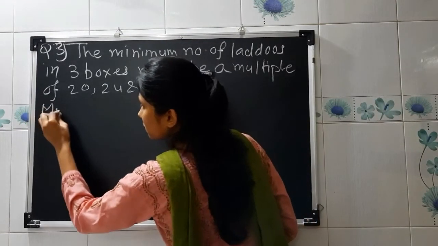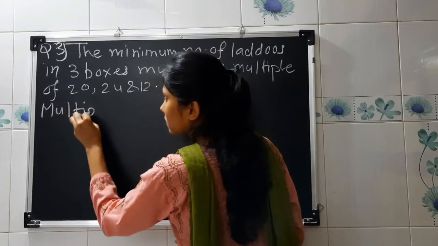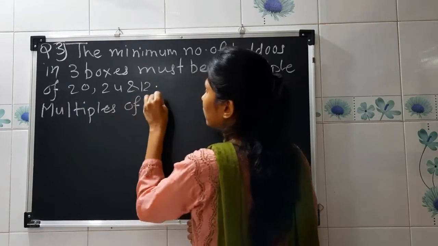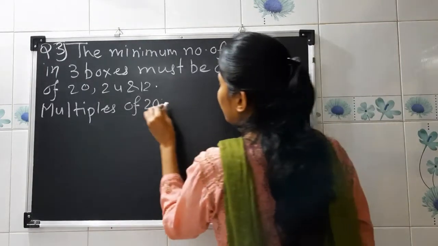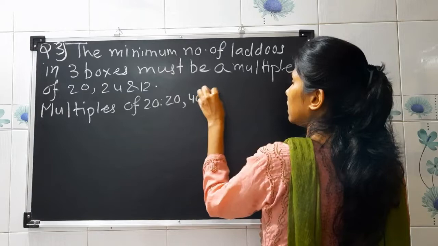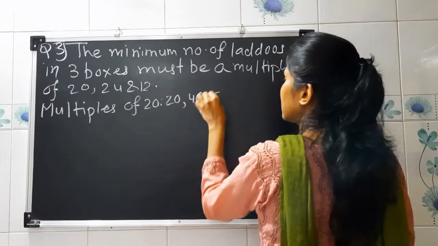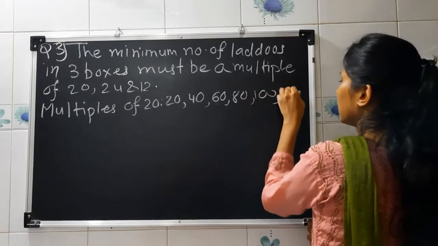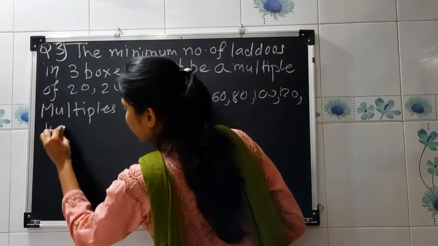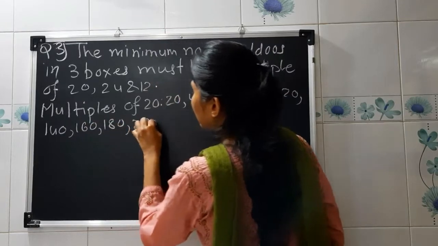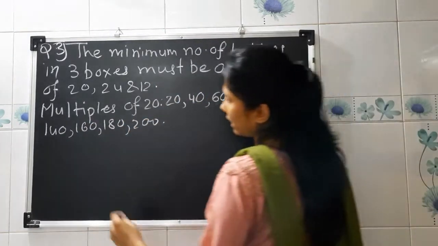So first, multiples of 20. 20 ones are 20, 20 twos are 40, 3 twenties are 60, 4 are 80, 5 are 100, 120, 140, 160, 180 and 200. These are the multiples of 20.